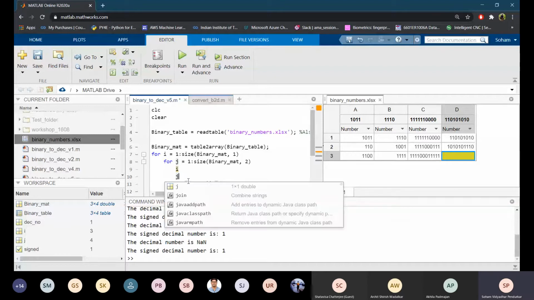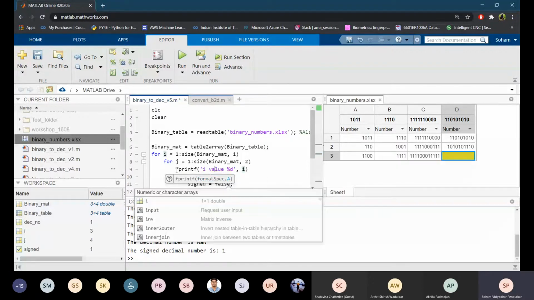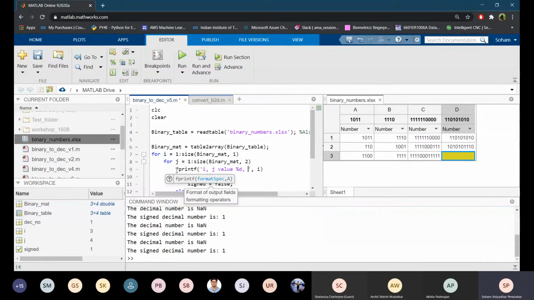Let's have some annotation so that we can recognize it nicely. fprintf, i value percent d, comma, j value percent d.